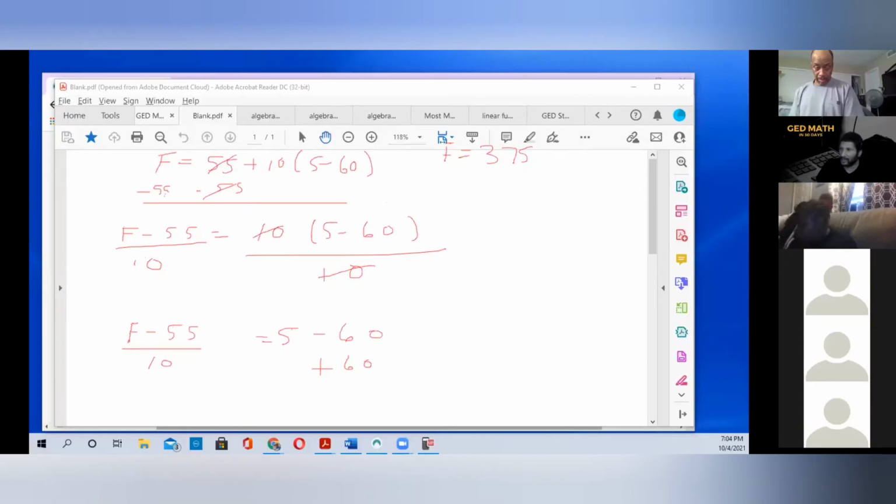We're going to add 60 to both sides. Okay, so our new formula is S. That's how you would solve it.